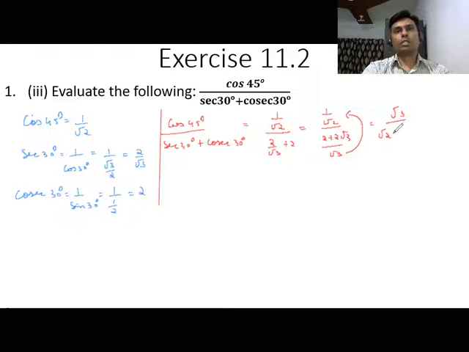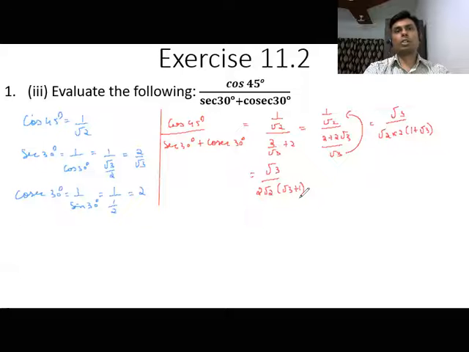Here 2 is common. So into 2, what is left out? 1 plus root 3. This is what is left out. So root 3 divided by root 2 into 2 into 1 plus root 3. This is what is left out. So I can write this now as root 3 divided by 2 root 2 into root 3 plus 1. Now I have to rationalize the denominator.